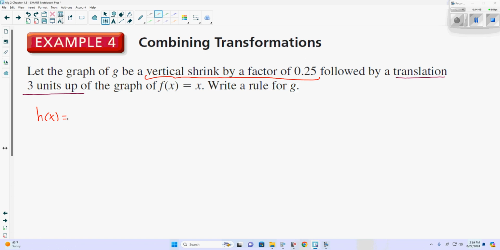What's our general form for vertical shrink? a f of x, yes? H of x and f of x are just ways to name our functions. h of x has not been defined yet because it's the function that we will get from applying the vertical shrink by a factor of 0.25. F of x has already been defined. It is equal to x. Because when we talk about f of x for this here, we're talking about it being equal to x.